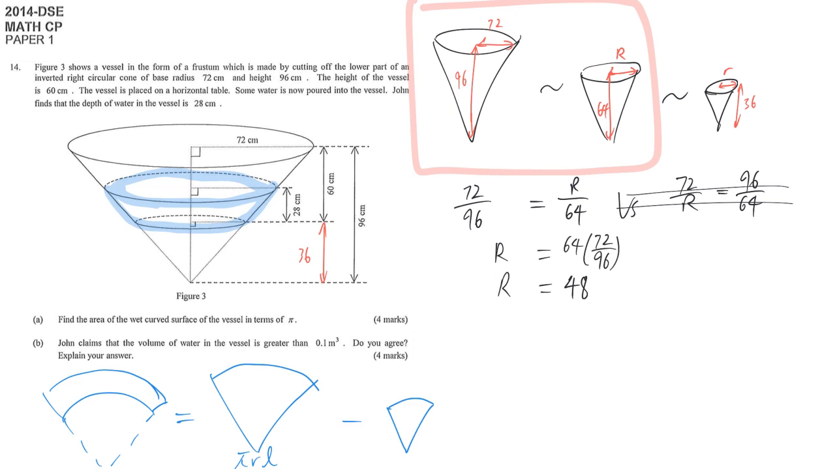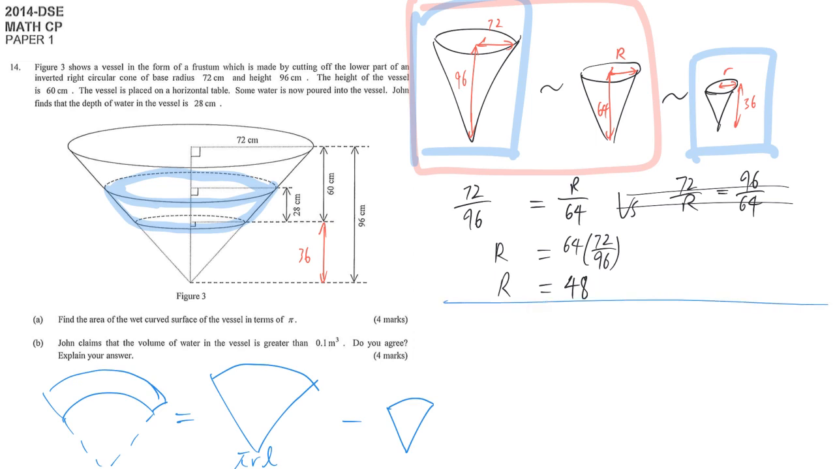Similarly, this time we compare the largest cone with the smallest cone. So therefore, we can draw the conclusion that 72 to 96, radius to height, should equal radius to height here. So r to 36.